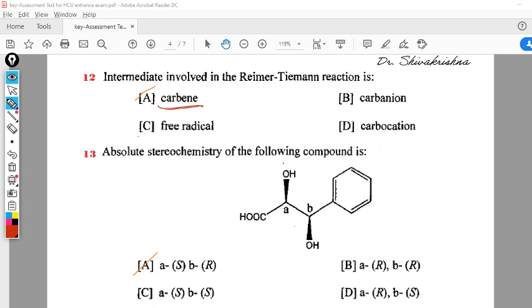This is high priority group 1, and 2, and this is 3. So 1, 2, 3 is anti-clockwise, so it is S. And this is 1, this will be 2, and this will be 3. 1, 2, 3 is clockwise, so this will be R. So nomenclature starts from the high priority group. No need of numbering, so they are given as A and B. For A it is S, and for B it is R. Okay. Next.